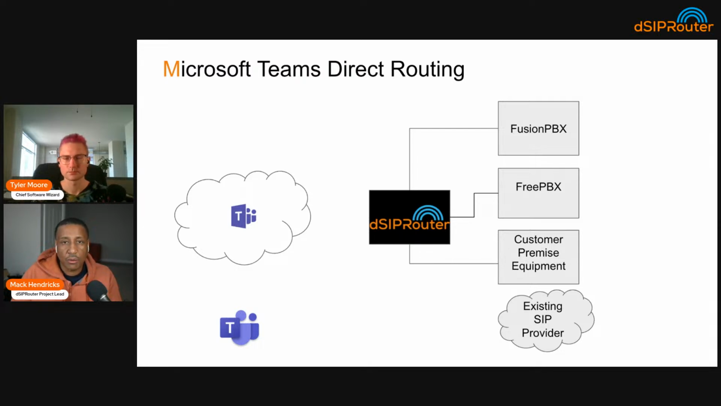One of the use cases that we see a lot is that you already have an existing SIP provider, and you want to figure out how to get this over to Microsoft Teams. And obviously, I think the answer is to use dSIPRouter in the middle.